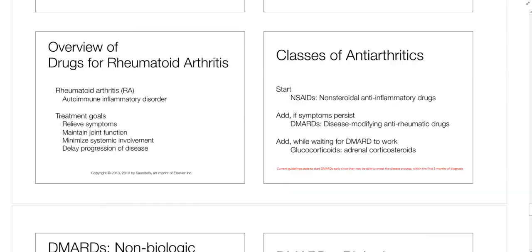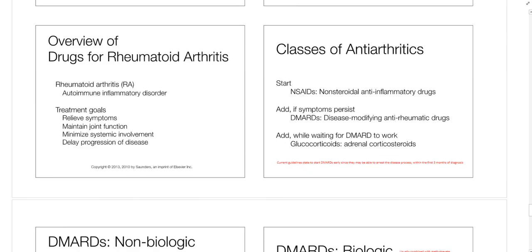All right, drugs for rheumatoid arthritis. This is an autoimmune inflammatory disorder of the joints. Treatment goals: relieve symptoms, maintain joint function, minimize systemic involvement, delay progression.